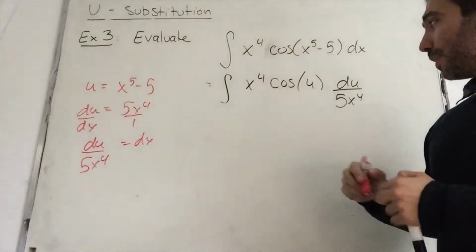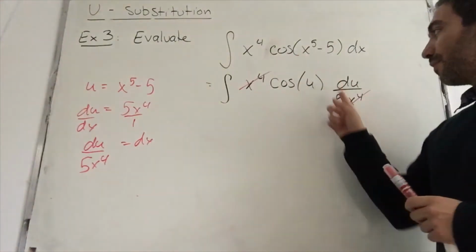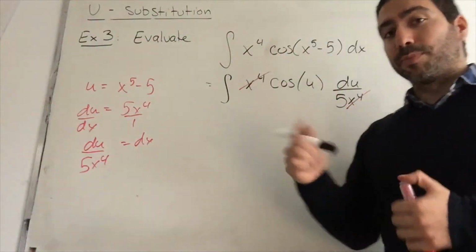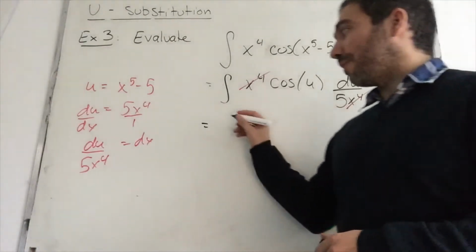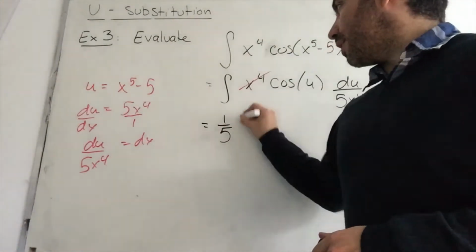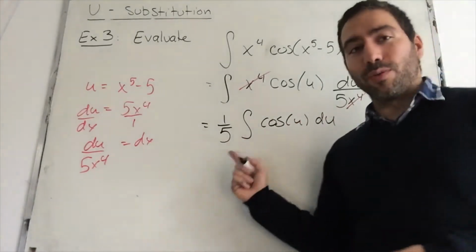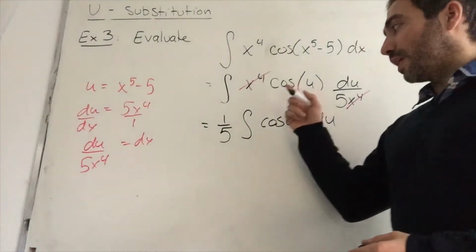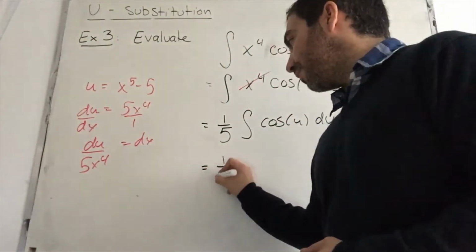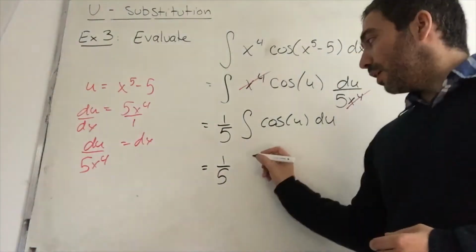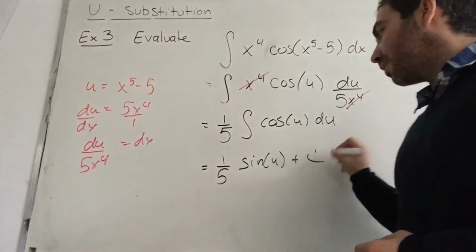This works out well because this x to the 4 cancels out with this x to the 4, leaving us with a fifth, which is just a constant. So let's pull out the 1/5. Keep in mind the 5 is in the denominator here, so it's not 5, it's 1 over 5. And it's the integral of just cos of u du. There's no x's here, and we know the integral of cos. We know the derivative of sine is cos, so the integral of cos comes back up as sine. The 1/5 is a constant multiple, we leave it in the front, and the integral of cos is sine, plus c.